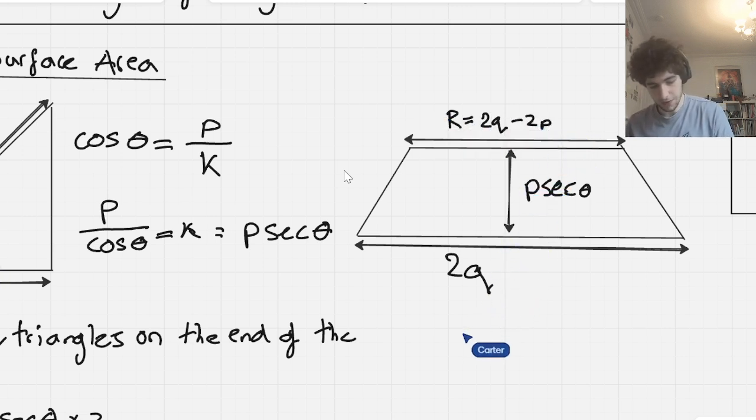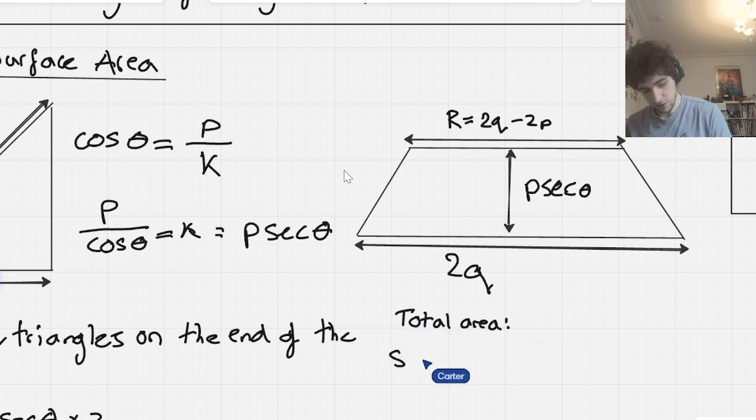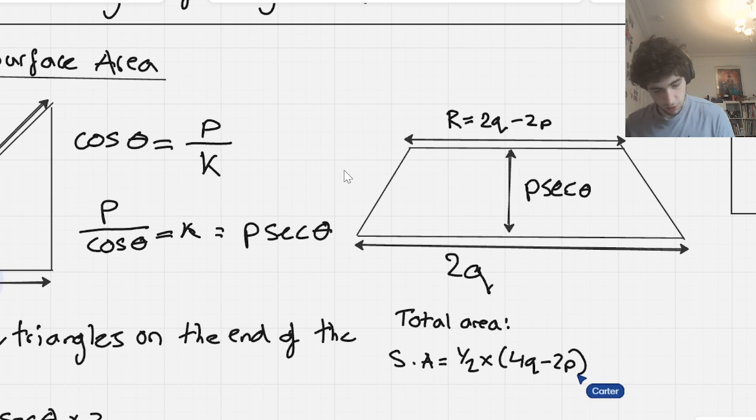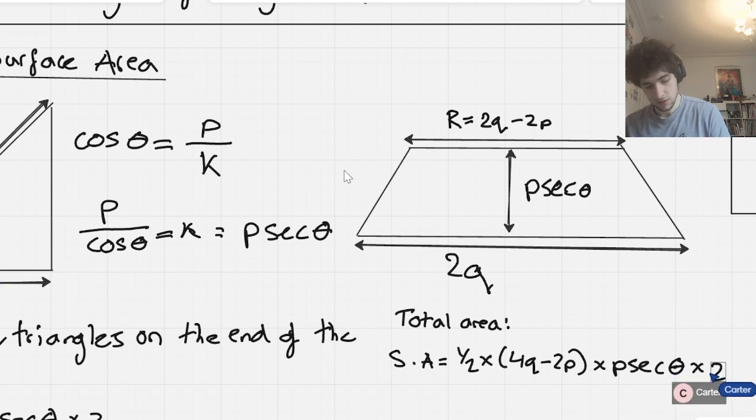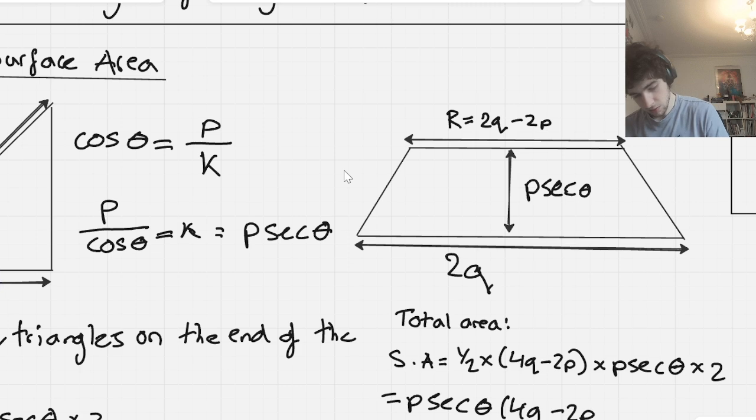So again, we can just figure out the total area. We're going to have our surface area equals a half times the bottom length add the top length. So that gives 4q minus 2p, multiplied by the height, which is just P sec theta. And then, of course, you multiply that by 2 because we have two plane sections that are trapeziums. So this half and that 2 cancel out, and what we end up getting is just P sec theta multiplied by 4q minus 2p.